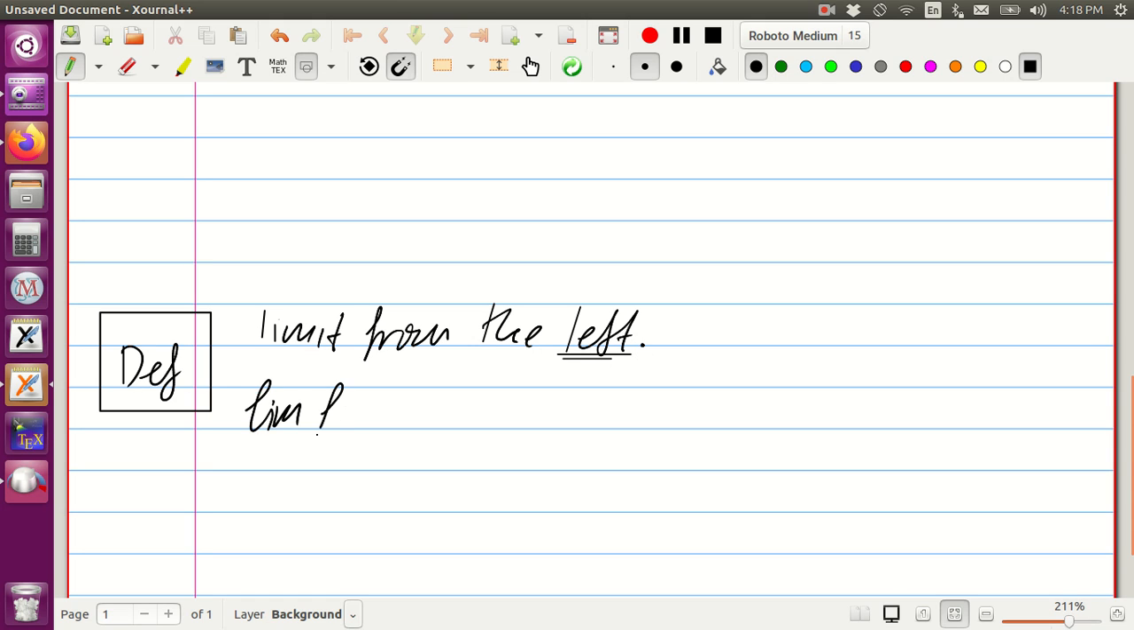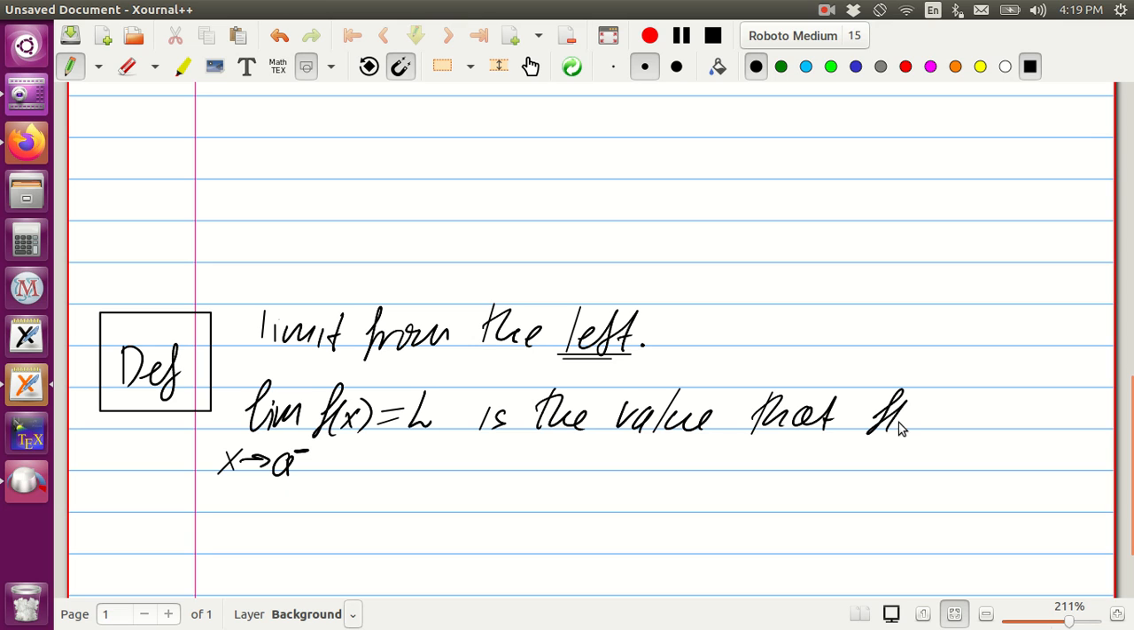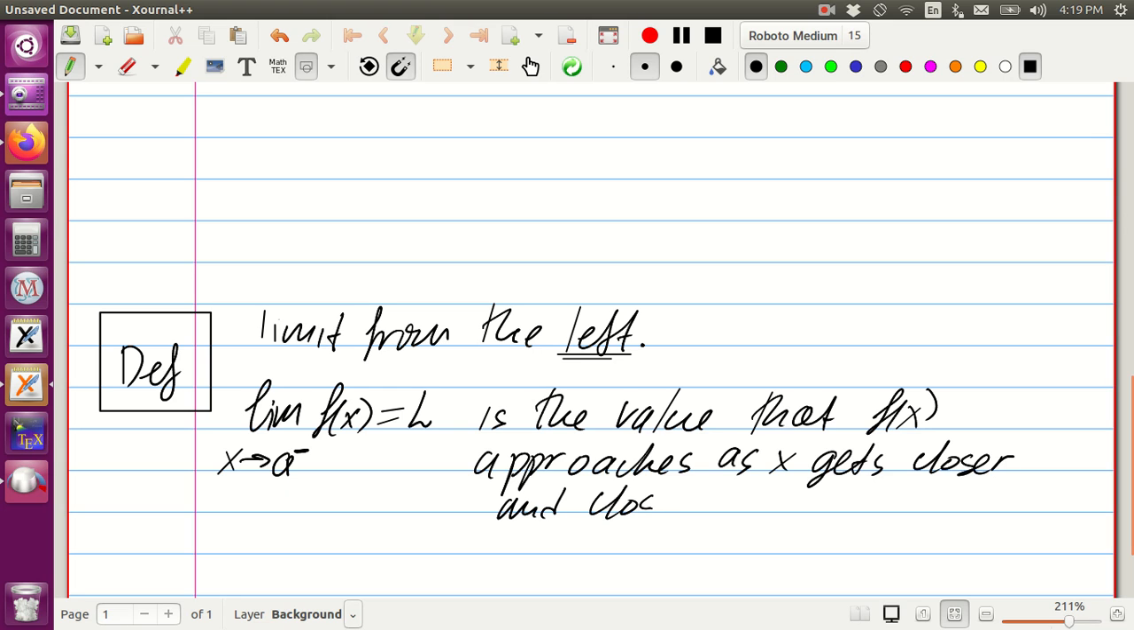So we say limit of f of x when x approaches a, but I would like to say that it approaches from the left. So mathematicians put this minus sign on top and to the right of a, so it's like an exponent kind of a place. And it's equal to L, basically is the value that f of x approaches as x gets closer and closer to a from the left side.